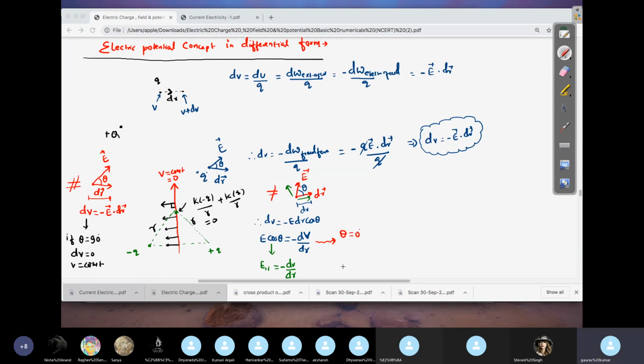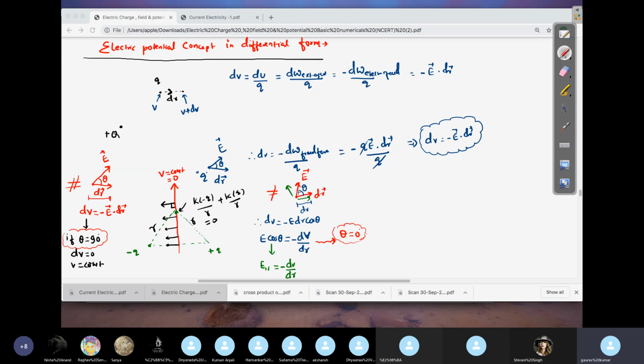Means what? You have started moving along the direction of the electric field only. By the way, this movement is 90 degree and this movement is 0 degree, and together they cover all cases of movements, because any movement you can resolve into two components, right? One along the electric field direction and one perpendicular to it, and therefore it will cover all the possible directions.